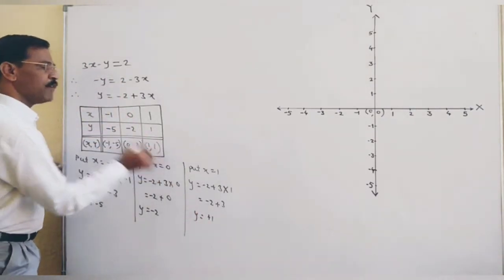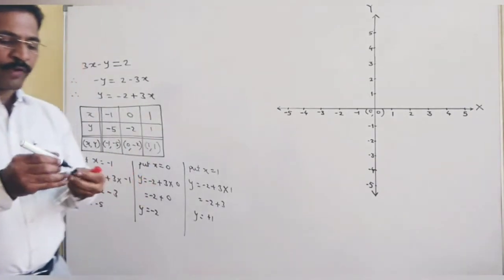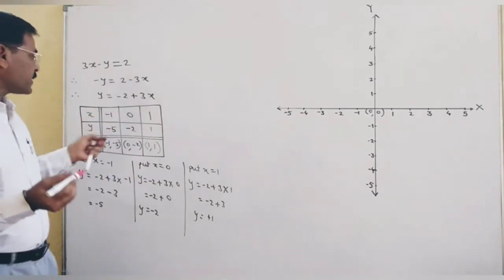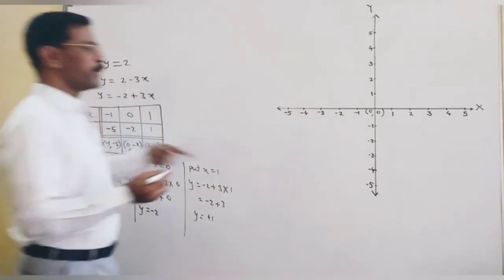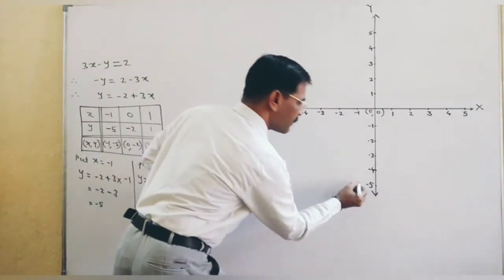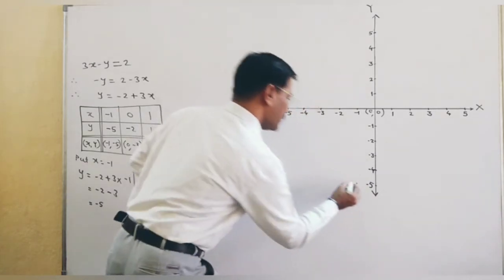So now all these values we are going to put on the graph paper. See here how we can plot. First of all, minus 1, minus 5, where is it? Both are negative, so we'll put it here in the third quadrant, minus 1 and minus 5. See here, this is very important. Plot very neatly. Okay friends?